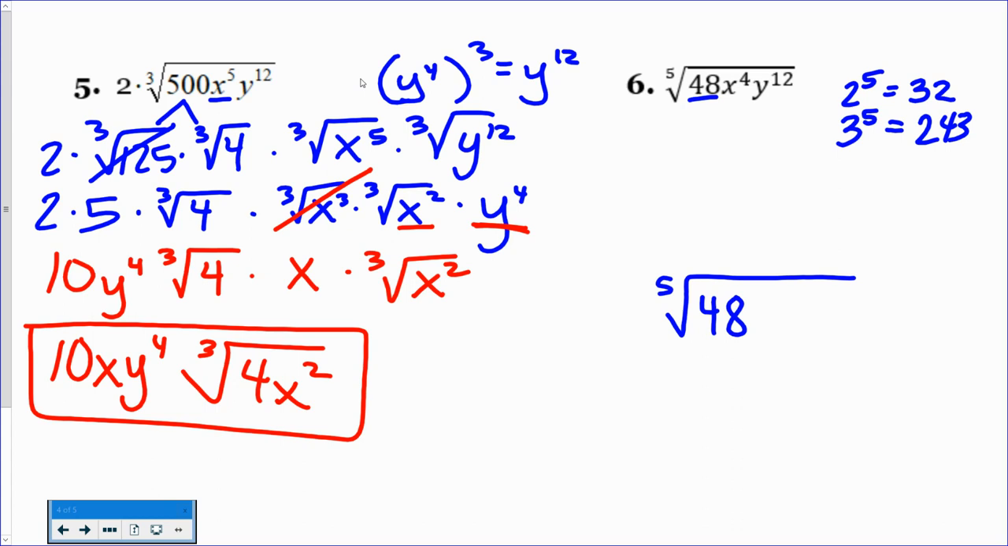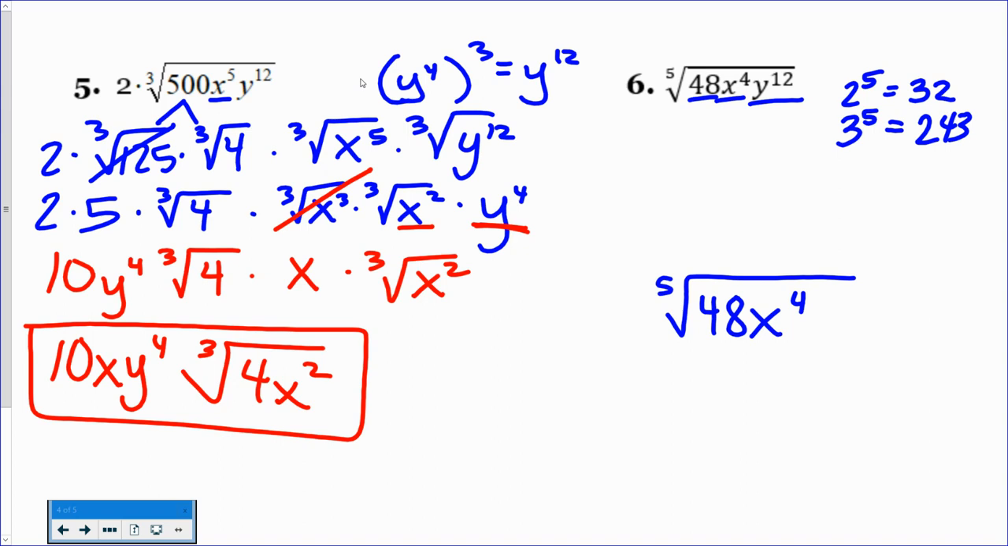I'll put it below. Okay, next, x to the 4th. Well, I can't find something like what to the 5th power gives you x to the 4th, because the 4th power is smaller than the 5th power. So that's also going to stay. So this problem isn't very difficult. Y to the 12th. Now I'll have to do something with y to the 12th because 12 is larger than 5. So I can break that up.